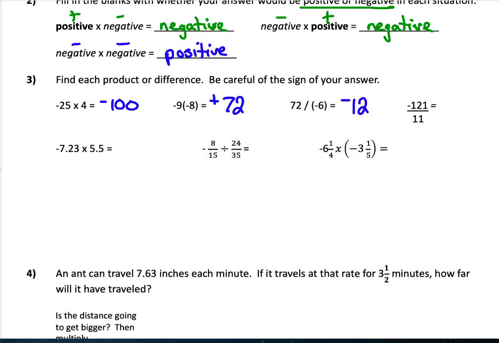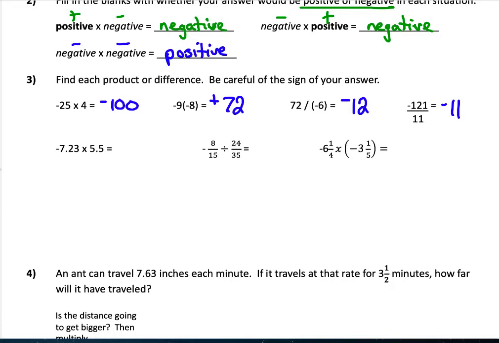And then negative 121 divided by 11. Remember that fraction bar really just means divide. Well, a negative divided by positive is a negative. 121 divided by 11 is 11, negative 11. All right, next ones we're going to do a little bit of work.